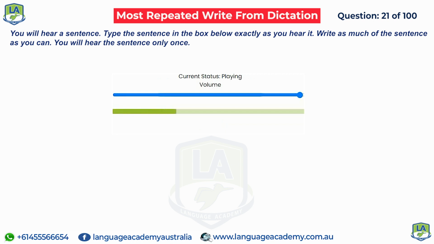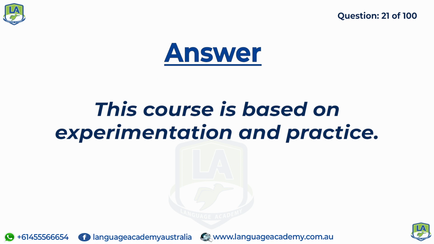This course is based on experimentation and practice.